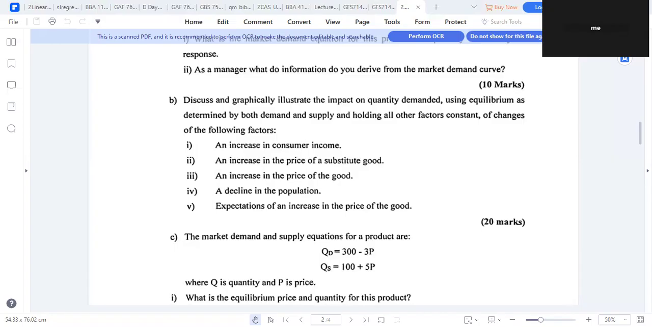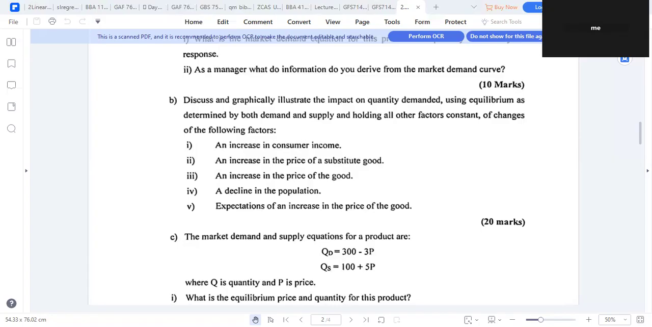So the impact on equilibrium analysis is as follows. Number one, if there's an increase in consumer income, what happens to the curves? This is what happens. The demand function will shift to the right from D0 to D1, to the right. Okay, it applies here.